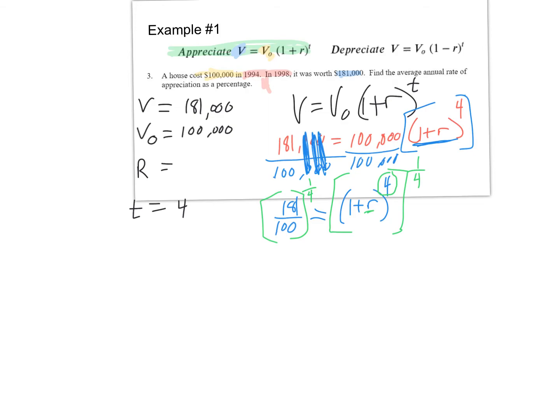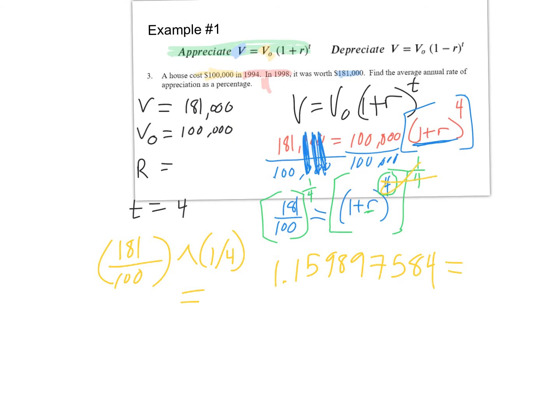Now, when you type this into your calculator, folks, you got to be careful. What I usually do is open a parenthesis, type 181 divided by 100, close the parenthesis, hit raise to the power, and then open another parenthesis for the fraction and do 1 divided by 4. And then hit equals. And I get 1.159897584, which is now equal to, these cancel, leaving 1 plus R.